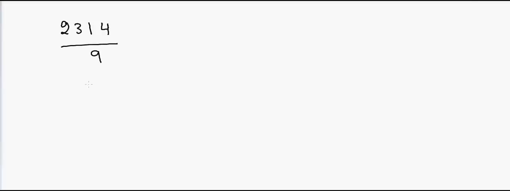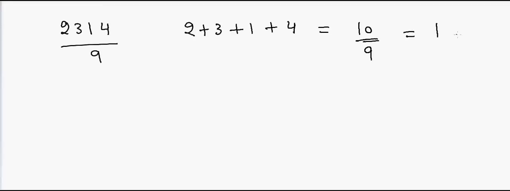So in that case, what we will do is we'll add all these four digits together. So 2 plus 3 plus 1 plus 4, that will give me 5 plus 1 is 6 plus 4 is 10. So if you divide 10 by 9, you will get 1 as a remainder. So your remainder would be 1 in that case.